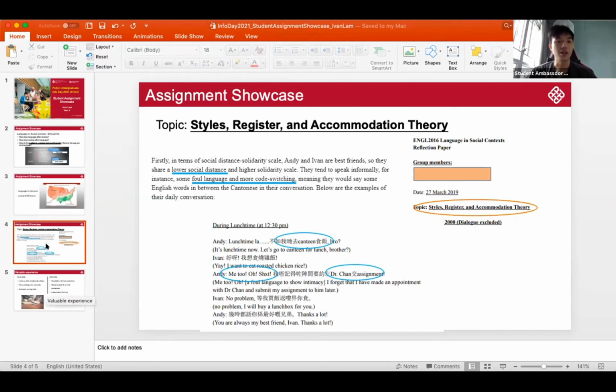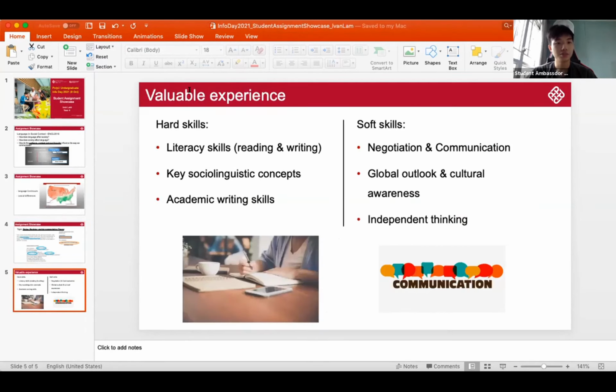Because in this course we didn't have an examination, mostly our projects are group presentations and some essays. This is also related to a valuable experience. For hard skills, you really learn literacy skills like reading and writing. You would read a lot of literature and also write a lot of essays, and this can strengthen your writing skills and your reading capability. You could also learn key sociolinguistic concepts. The concepts that I mentioned are only a few of them. There are also many other lectures that can teach you more interesting concepts. And because you are writing an academic essay, you will also learn academic writing skills, formal language and referencing styles.